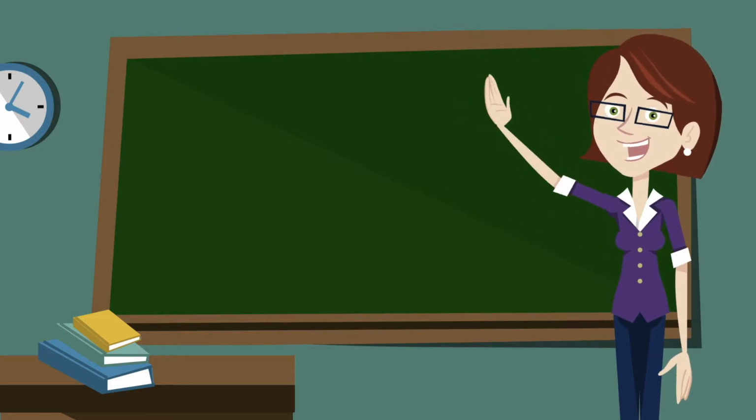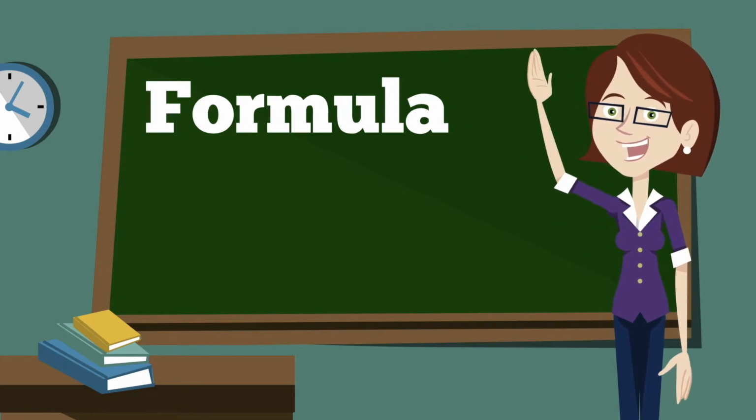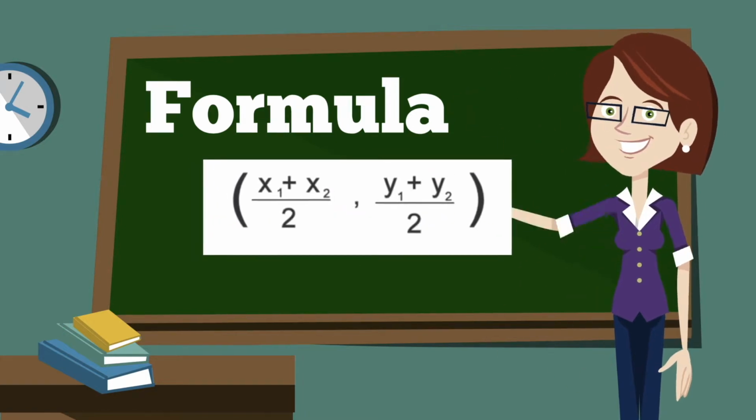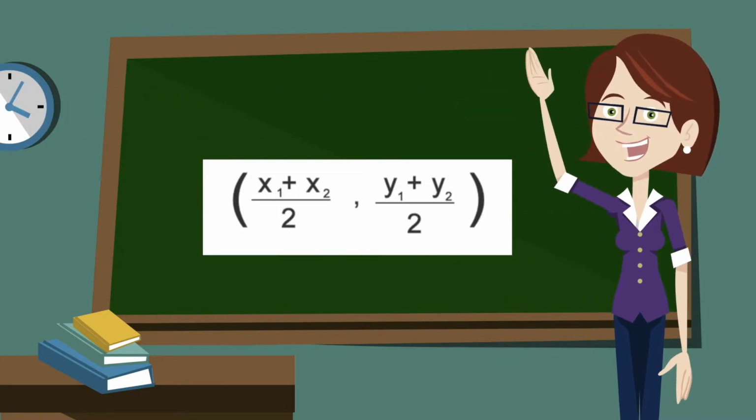Nonetheless, without drawing, generally given two coordinates (x1, y1) and (x2, y2), what you can do to find the midpoint is add x1 and x2 and divide by 2, and do the same thing with y. It is y1 plus y2 divided by 2.